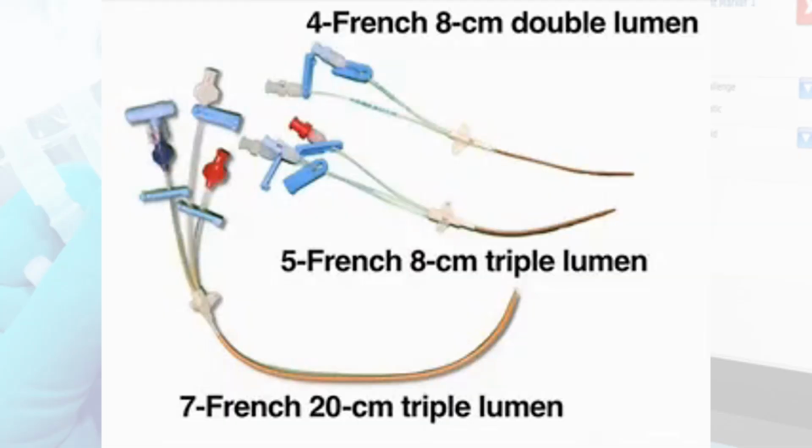This is a triple lumen or double lumen catheter we use for the central line. This one shows a 7 French 20 cm triple lumen, a 5 French 8 cm triple lumen and a 4 French 8 cm double lumen.